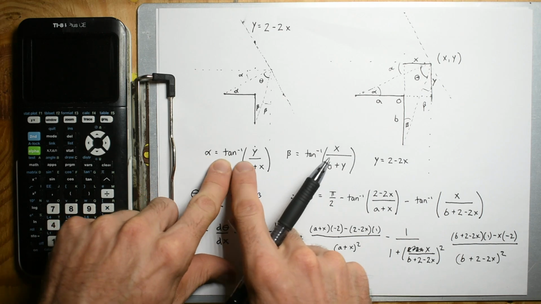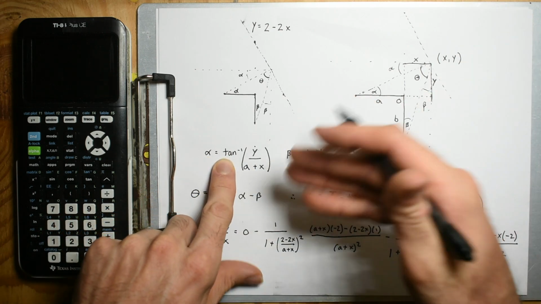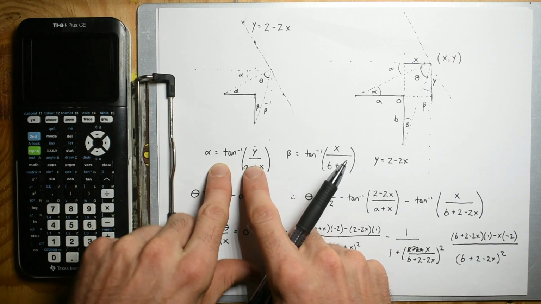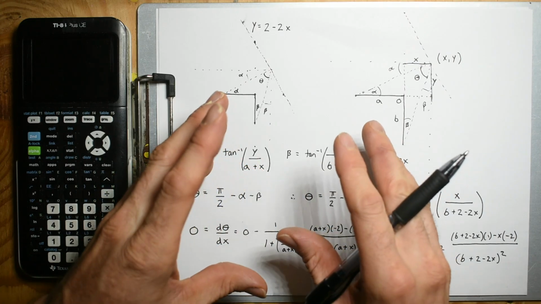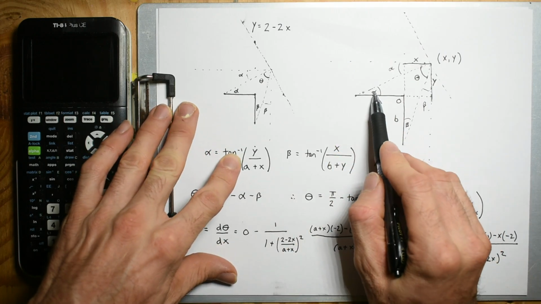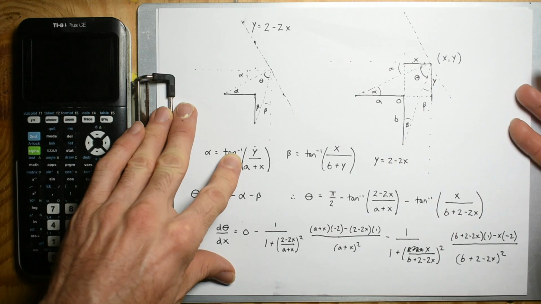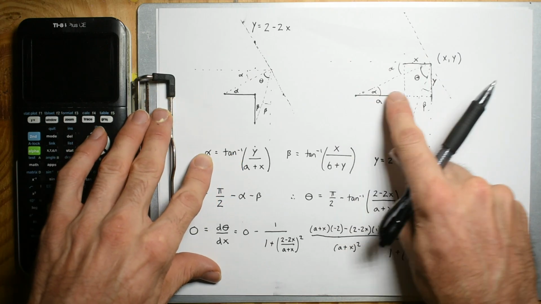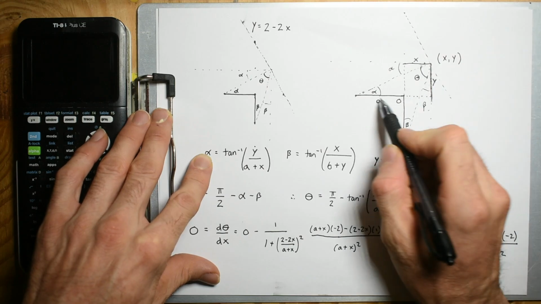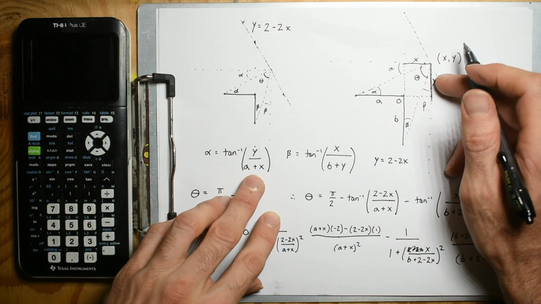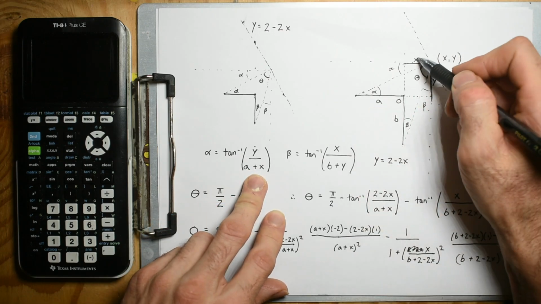Alpha is the inverse tangent, because that's what we want to do the derivative of: inverse tangent. And inverse tangent talks about the ratio associated with tangent, a ratio and an angle. So this is our angle. The ratio is going to be the opposite over adjacent. And so it's going to be y divided by a plus x.